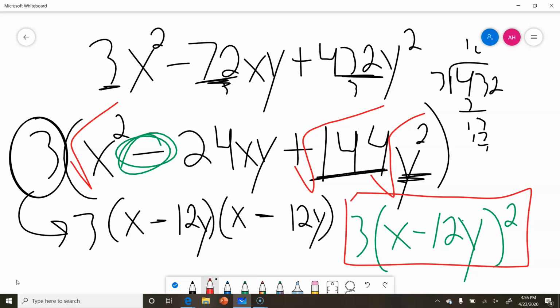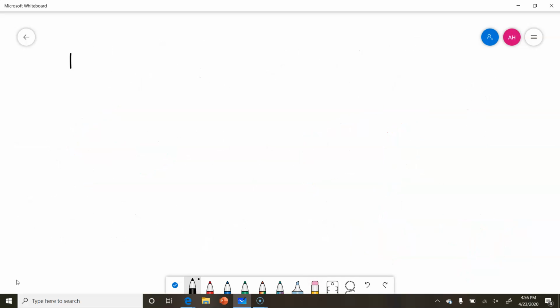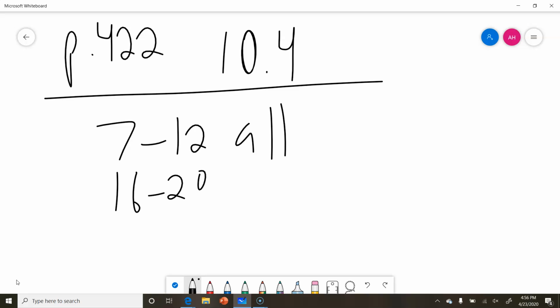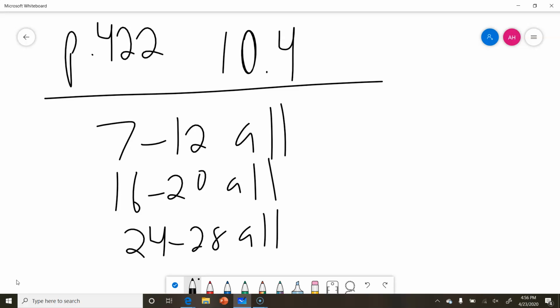So here's the homework for today. The homework for today is page 422. This is 10.4, part 2. We're going to do 7 through 12 all. Then we're going to do 16 through 20 all. We're going to do 24 through 28 all. Okay, so it's not too bad of a lesson. I think you guys will be able to figure that out.